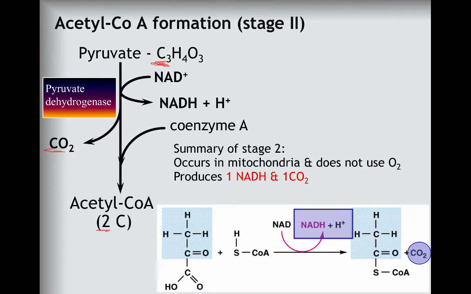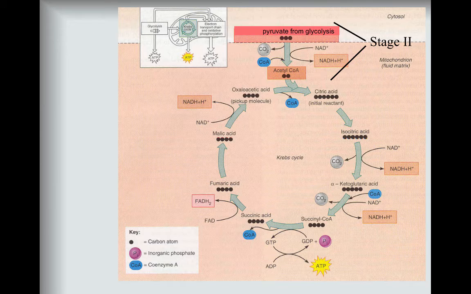Here is a quick summary of stage 2. It does occur in the mitochondria. It doesn't use O2, but we still do consider it to be aerobic in nature. And it produces 1 NADH and 1 CO2. Now we move on to the Krebs cycle.